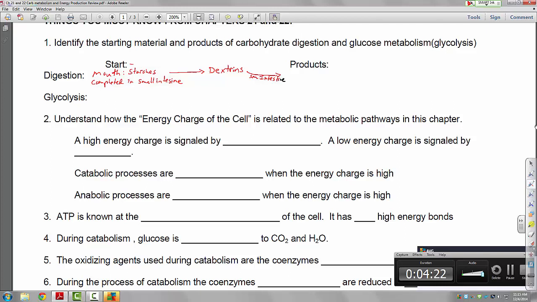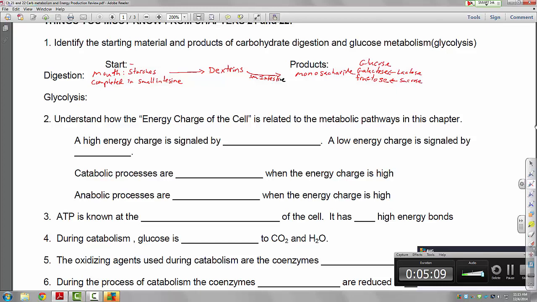are converted to the monosaccharides, glucose, galactose, and fructose. Now naturally, glucose is primarily from starch. Galactose comes from the disaccharide lactose, and fructose comes from the disaccharide sucrose.